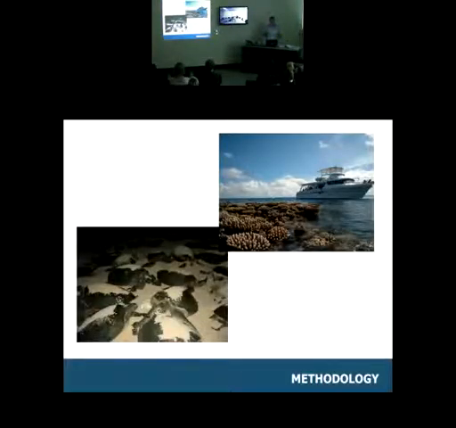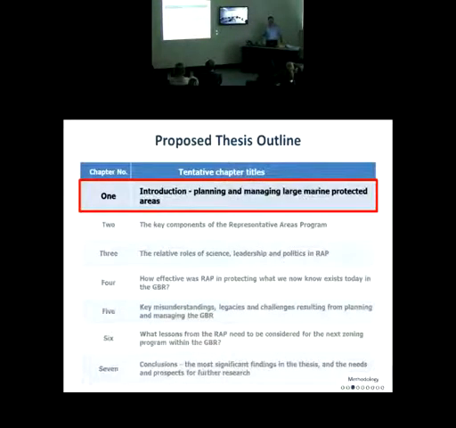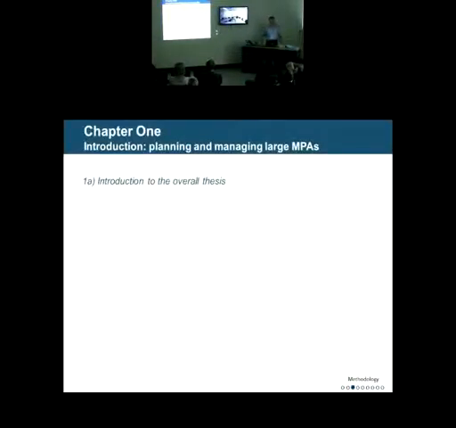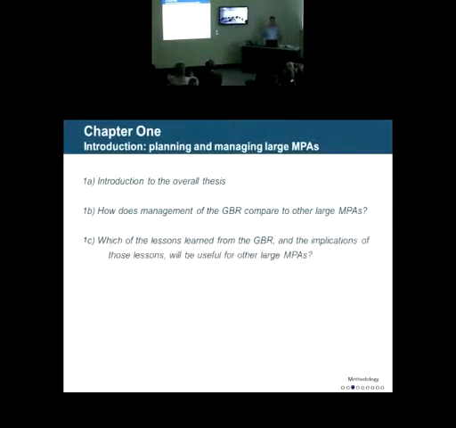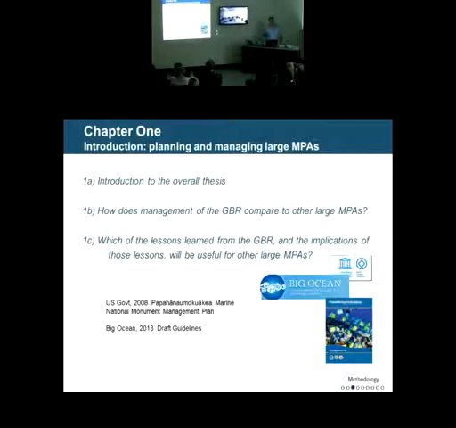So how am I proposing to go about it? What I'm proposing is a thesis that will have 7 chapters, and I'd like to take you through each of those 7 chapters. The first one is an introduction. Basically, obviously I'll introduce the overall thesis, but I'm keen to talk about how the management of the Great Barrier Reef compares to other large MPAs, and there are huge differences. I'll also cover which of the lessons learned from the Great Barrier Reef and the implications of those lessons will be useful for other large MPAs. Some of you may know the Northwest Hawaiian Islands, Papahanaumokuakea, is the large MPA that's set up there. That's really the only other one in the world that's actually documented their management.